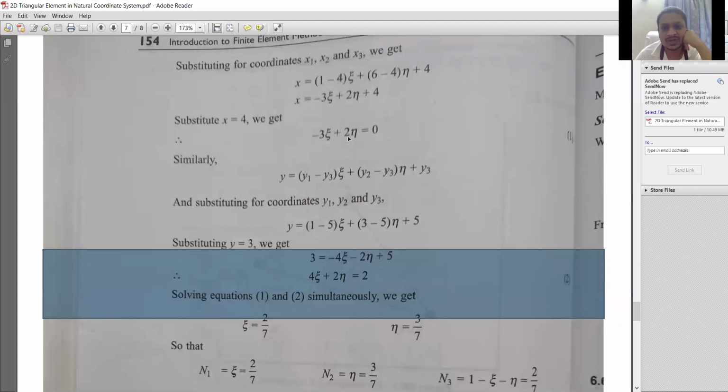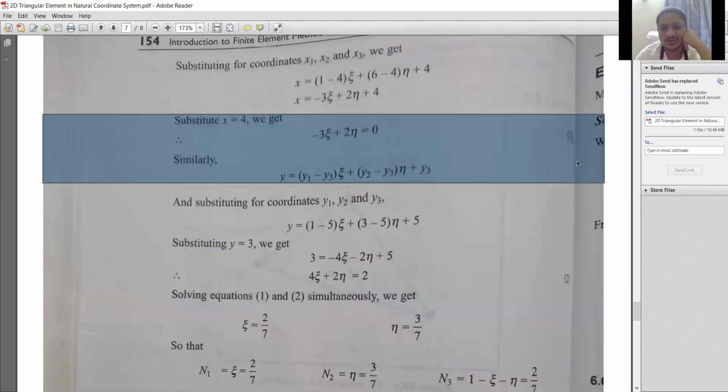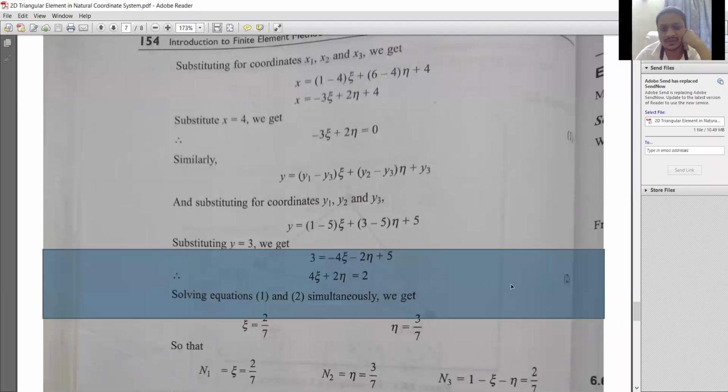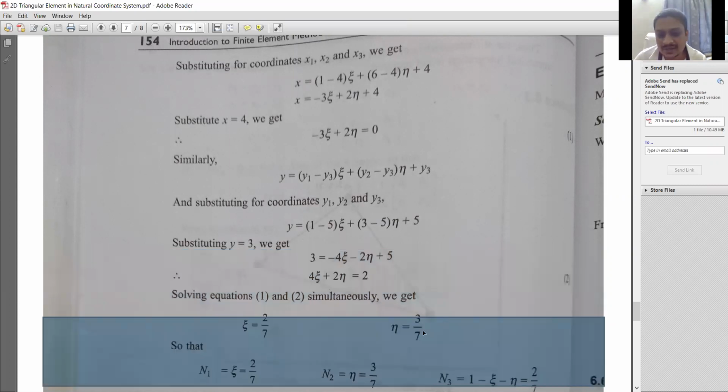So now we have this equation, which is equation 1, written over here. There is another equation, equation number 2. Both the equations are in terms of xi and eta. We can easily solve both equations, and finally we get the value of xi as 2 by 7 and eta as 3 by 7.